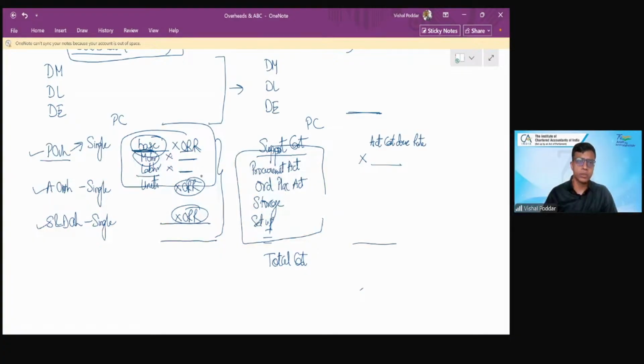But generally, instead of this, we follow the second approach, which is the departmental approach, where you charge it by the name Department A, Department B, Department C, and so on. So here, under the production overheads category, I'll just write administration overheads here.